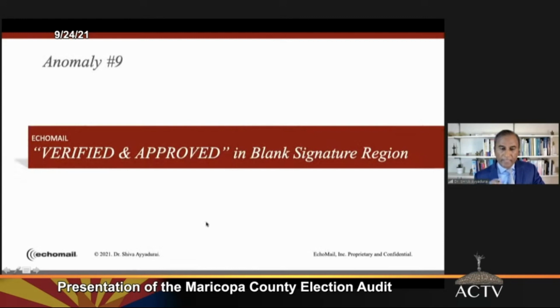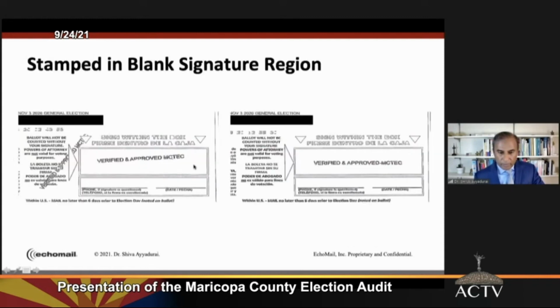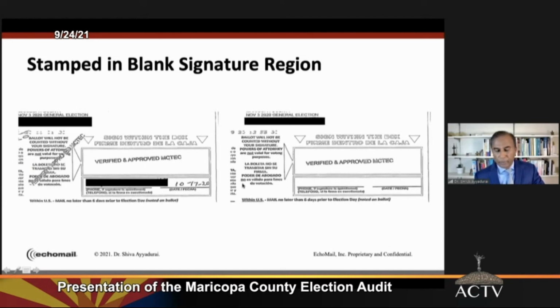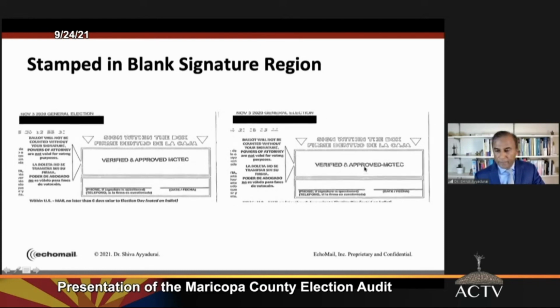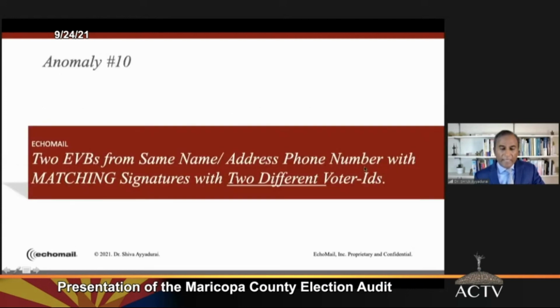All right, the next anomaly is verified and approved in the blank signature region. So what do I mean by that? So this is blank, but the verified and approved is appearing right in the blank. Again, this is a process issue which we'd love to get answers to. Same thing here, the verified and approved is right there. And then finally, this is an interesting anomaly where we have 2 EVBs where people have the same name, address, and phone number with matching signatures, but 2 different voter IDs, okay?